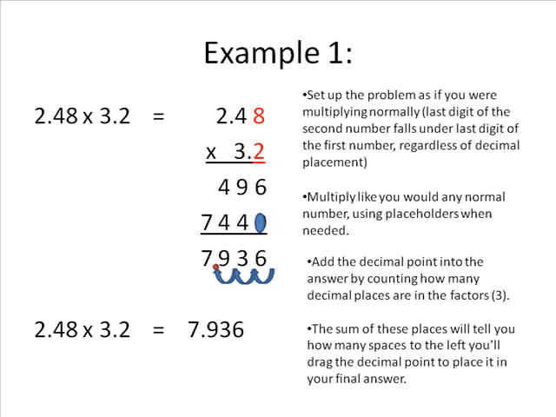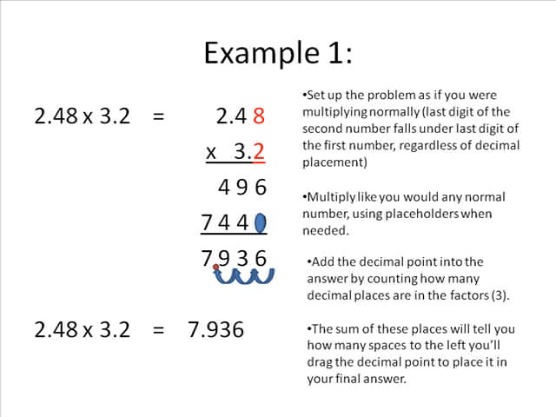Let's take a look at my first example. I'm multiplying 2 and 48/100ths times 3 and 2/10ths. My first step, I need to set up the problem as if I were multiplying whole numbers, where my last digit of my second number falls right under the last digit of my first number. I pay no attention to decimal placement when lining these up. Next, I'm going to multiply the factors as I would any whole number, using appropriate placeholders when needed.